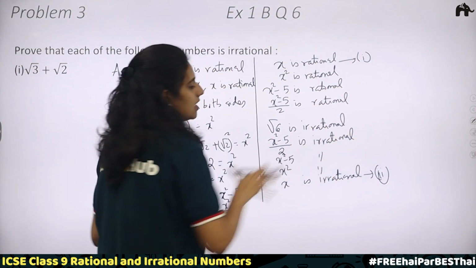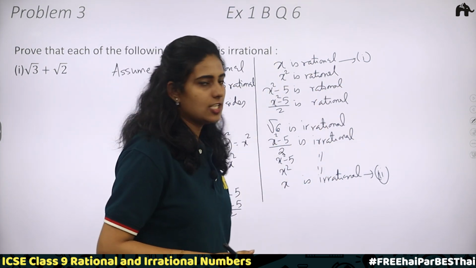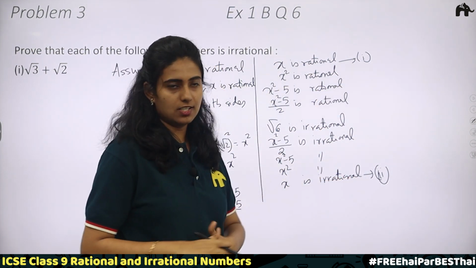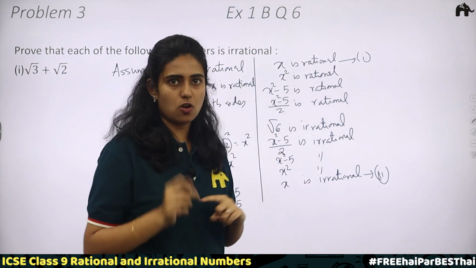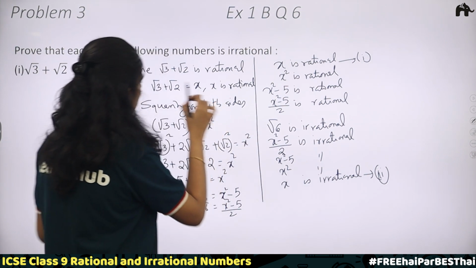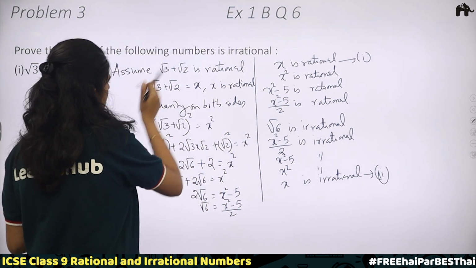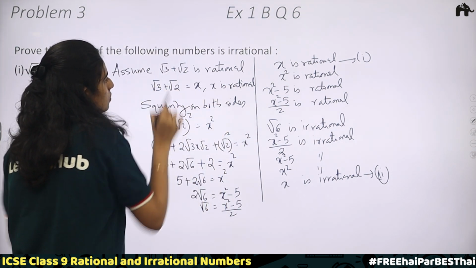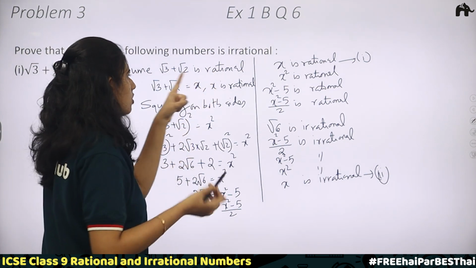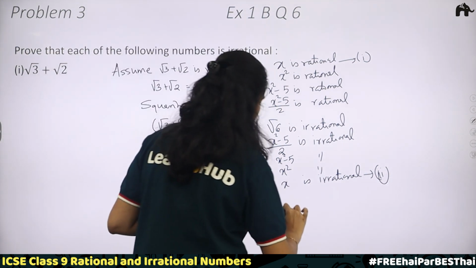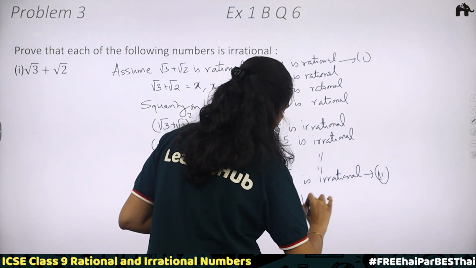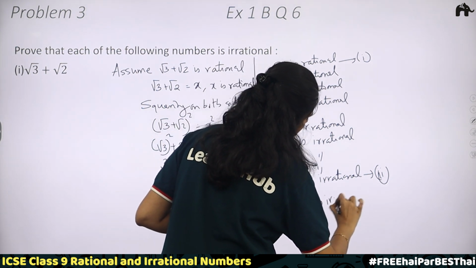So we have two contradictory statements. The first one is x is rational and the second is x is irrational. Since we are getting contradicting statements, our assumption must be wrong. Our assumption is x is rational, that is √3 + √2 is a rational number. This assumption is wrong. If it is not a rational number, it should be an irrational number. So this is our proof: √3 + √2 is irrational.